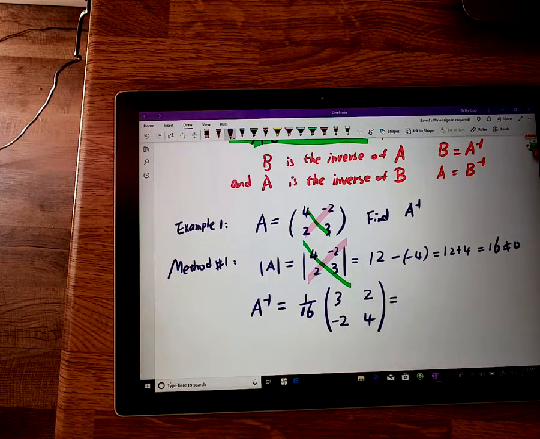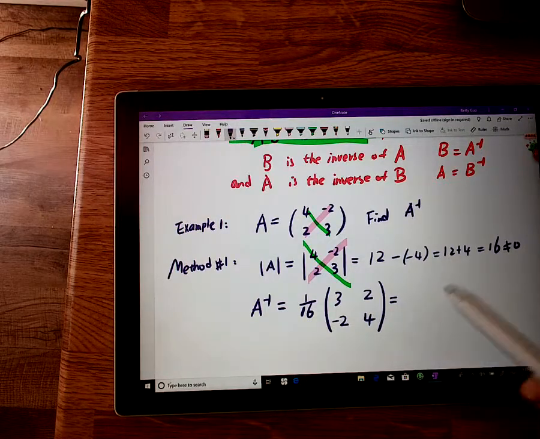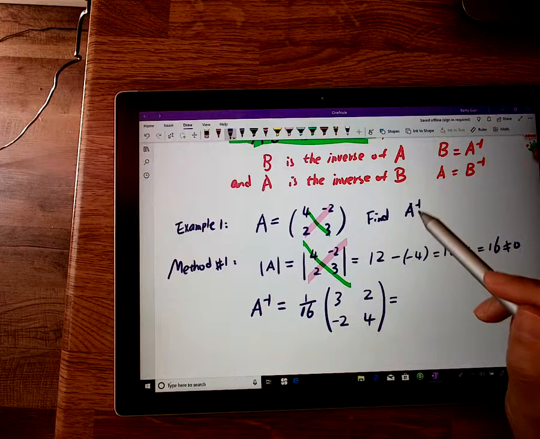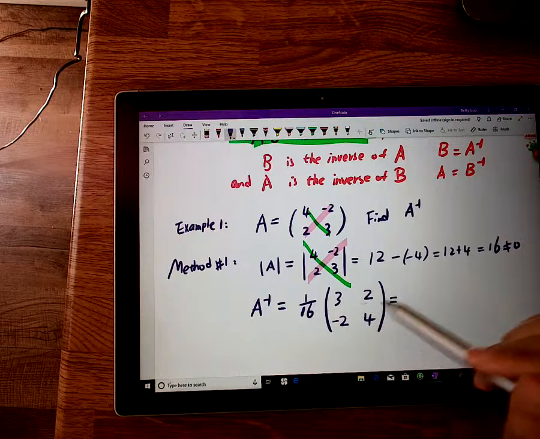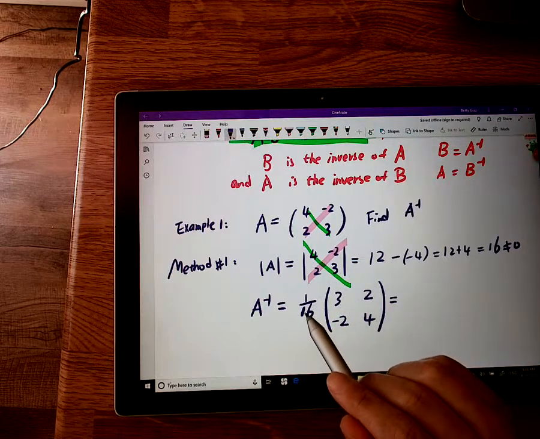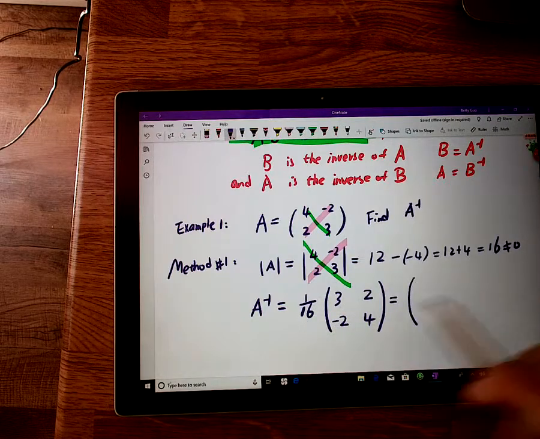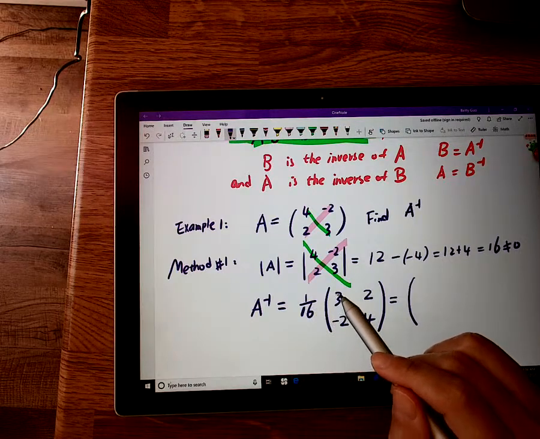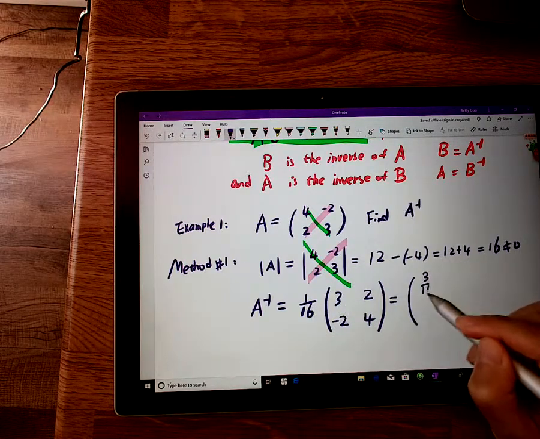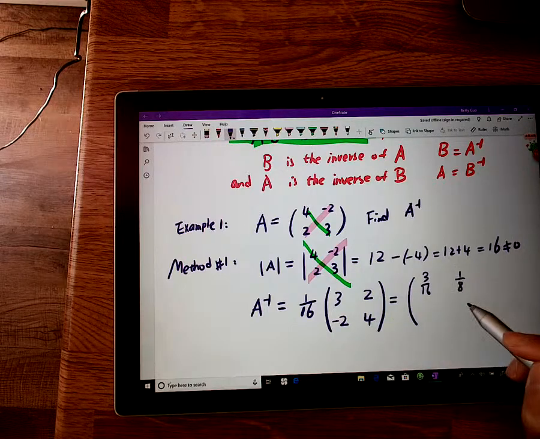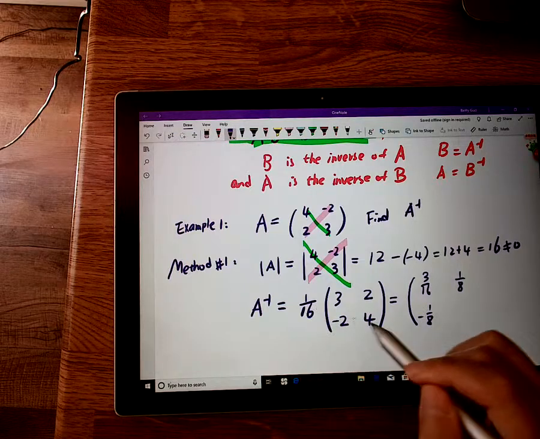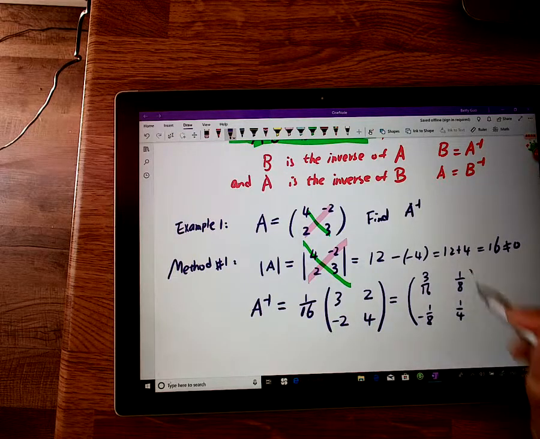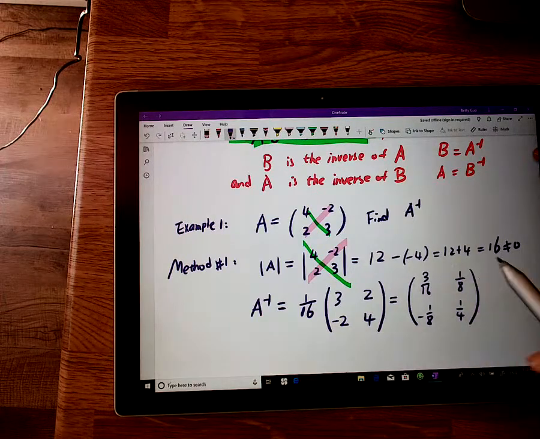Okay, so this is actually good enough sometimes, depending on the answer choices, but let's make it even more accurate, because we are looking for a matrix, the inverse matrix, right? We are not looking for a number times a matrix. So we would have to carry out this multiplication. A number times a matrix, we covered that in a previous video. 1 over 16 times 3, 3 over 16. 1 over 16 times 2, 1 over 8, reduced. 1 over 16 times -2, -1 over 8. 1 over 16 times 4, 1 over 4. So this matrix is the inverse of A.